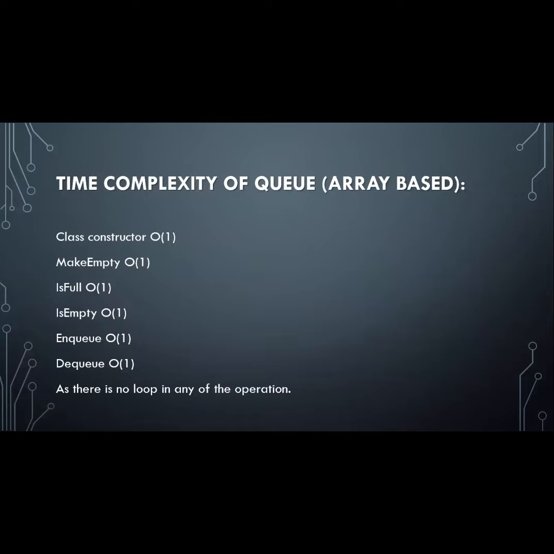Now we are going to talk about time complexity of queue, which is array based. The time complexity of class constructor is order of 1. The time complexity of make empty is order of n. The time complexity of is full is order of 1. The time complexity of is empty is order of n. The time complexity of NQ is order of n. The time complexity of DQ is order of n. As there is no loop in any of the operations, so here the time complexity will be always constant.